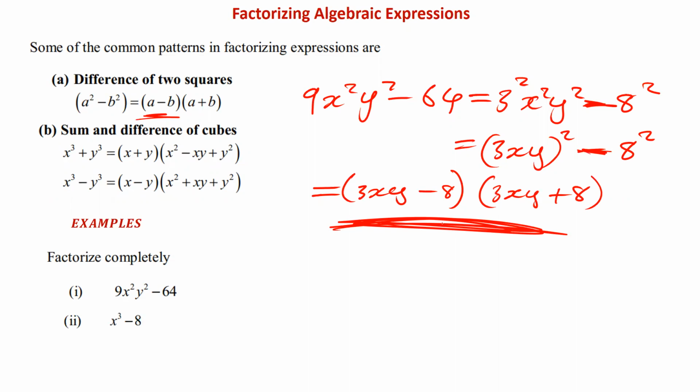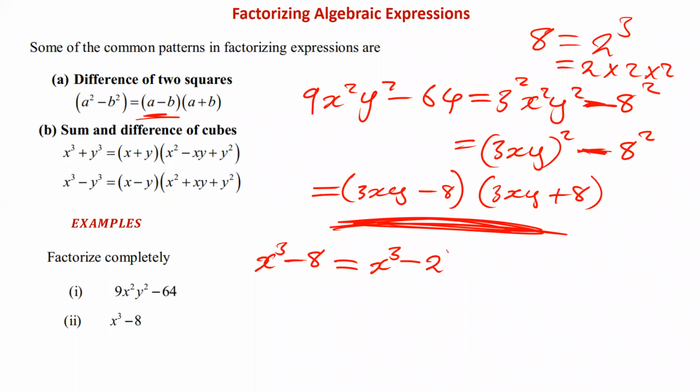Okay, we move on to the other one. So we have this other question, which is x to the power 3 minus 8. How do we factorize this? So when you look at this, I'm sure you can see that this 8 can also be written as 2 to the power 3. 2 to the power 3 is just the same as 2 times 2 times 2, which is 2 times 2, 4 times 2, which will give you 8. So you are going to have x to the power 3 minus 2 to the power 3.